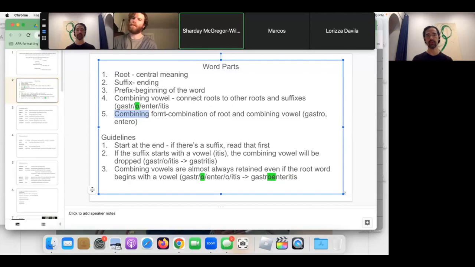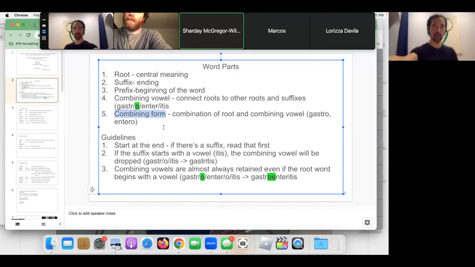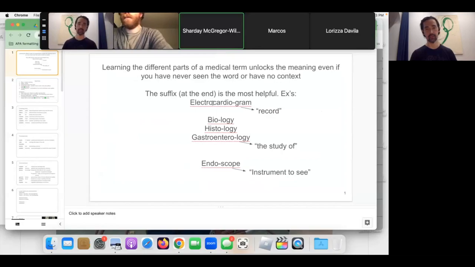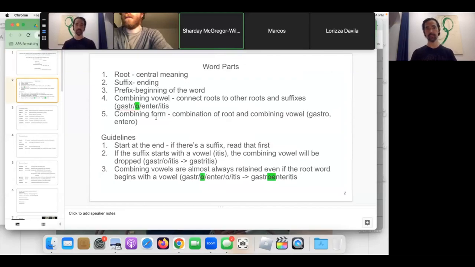And then a term that we use sometimes when talking about medical terminology is combining form. That is the form of the word when it's ready to be combined with a suffix or a prefix. So for abdomen, the combining form would be abdomino. For elector or electra, the combining form would be electro. For gaster or enter, the combining forms would be gastro and entero. It's like the ready-to-be-suffixed or prefixed form of the word.